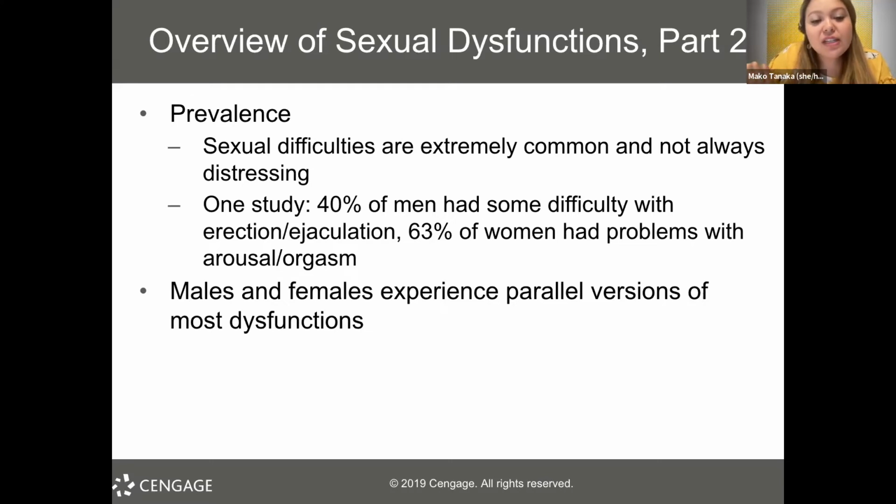One really interesting point to note is that men and women experience almost parallel versions of most dysfunctions. Both men and women can have difficulties with desire, difficulties with arousal, difficulties with orgasm. However, unique to women or people with vaginas, there can be significant difficulties that involve pain during penetration, and we'll talk about that.